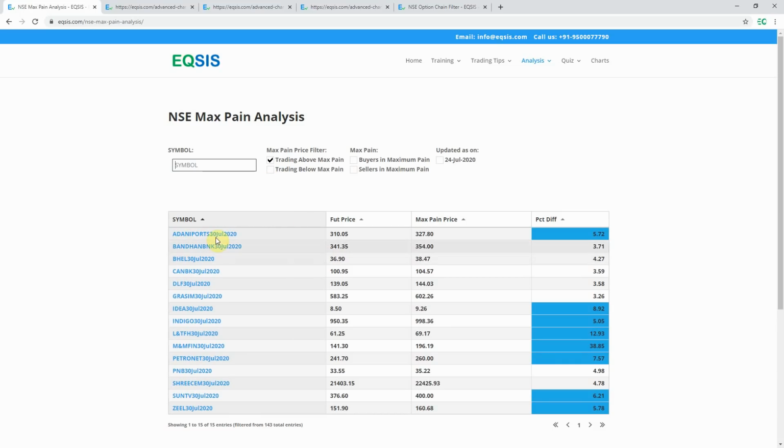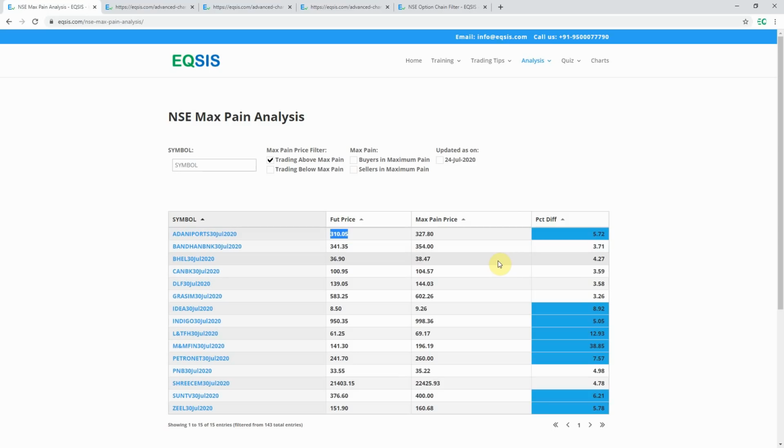Look at this one, Adani Port. The max pain point is 327, but the future price is around 310. So I think this is a stock which is expected to go up. Look at this Bandhan Bank, max pain point is at 354, but it is at 341. And look at this BHEL, 36, it is expected to go towards 38. So what you see in the last column, which is the fourth column, is the percentage difference. So from this level, a 5% move is quite expected.